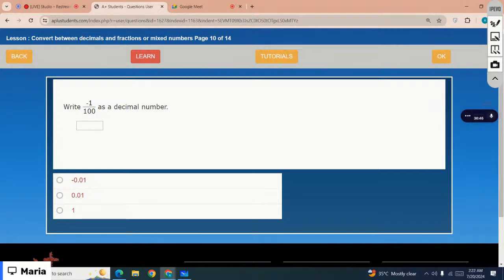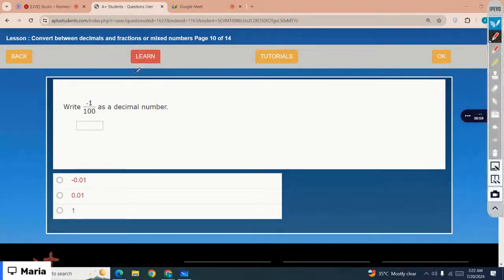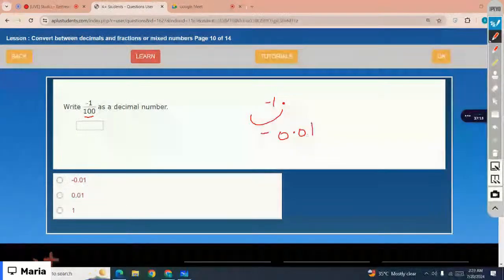Right? Negative 1 over 100 as a decimal. You need to write it as a decimal number, right? So here you have two zeros. So you need to move the decimal point two places left. You don't have two places, so you will have only one digit and add an extra zero, that is negative 0.01. Option number 1 is the correct option.